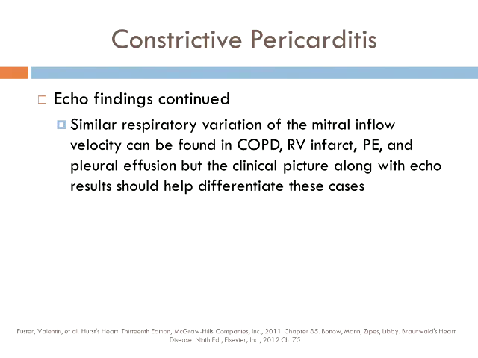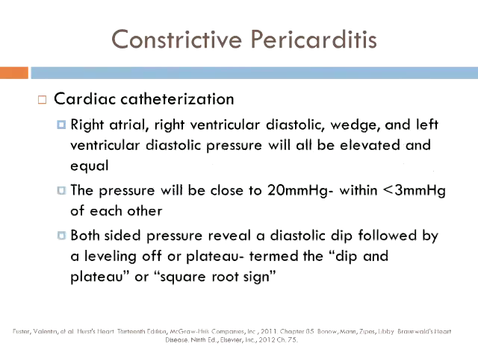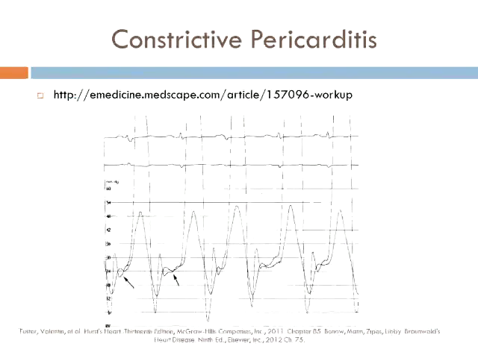Cardiac cath is also something we need to do in these patients. Right atrial, right ventricular diastolic, wedge, and left ventricular diastolic pressures will be elevated and equal. Pressures all should be close to about 20 millimeters mercury. They're all within about 3 of each other. You'll rarely see it much different. And then a specific thing we see is a diastolic dip followed by a leveling off. This is more for my cardiology colleagues in here. So you'll see a dip and then plateau. This is something pathognomonic we'll see.